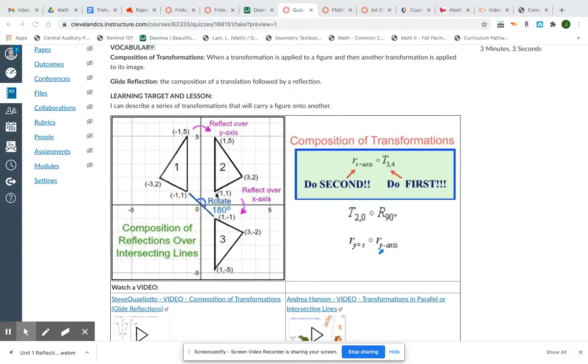So this is a 90-degree angle here because all grid lines create 90-degree angles with vertical and horizontal lines, and 2 times 90 is 180. So this is also an example of a 180-degree rotation.